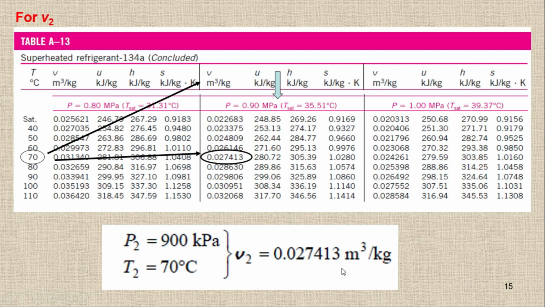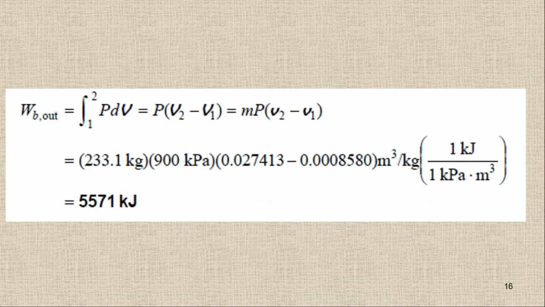In this case, we know what is V1, we know what is V2. We have already found the value of mass, and the pressure is given. So the boundary work is like this one. Simply put in the values, and you will get the answer of 5571 kilojoule.